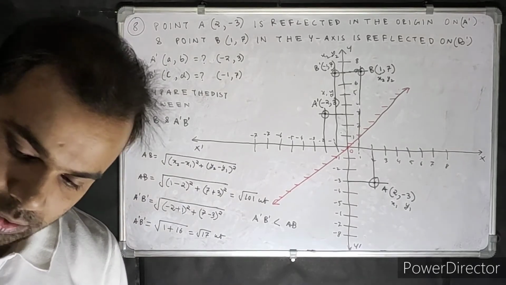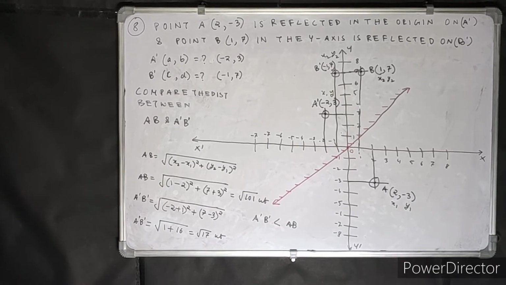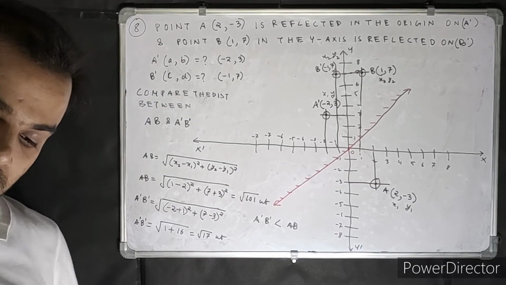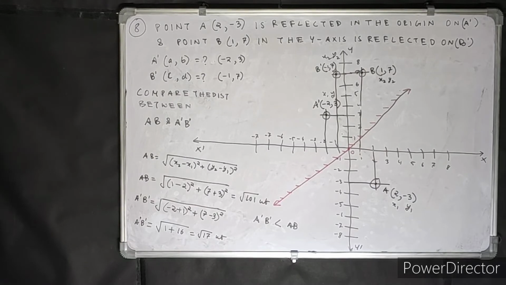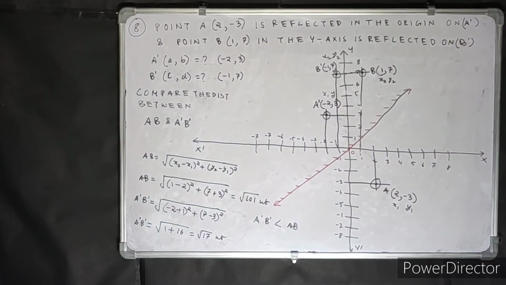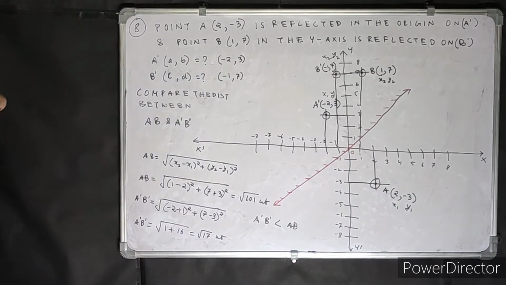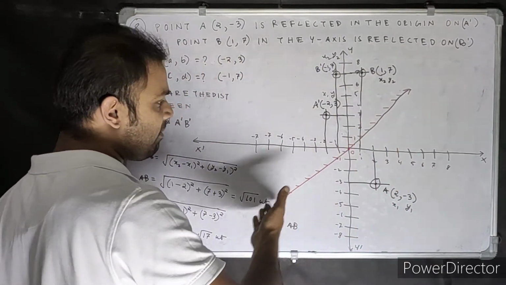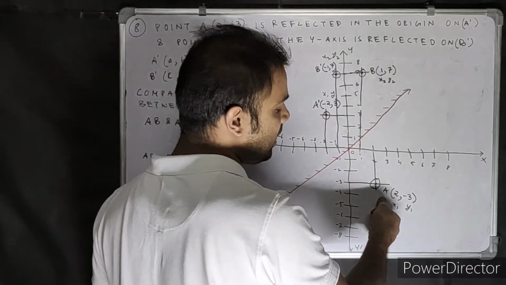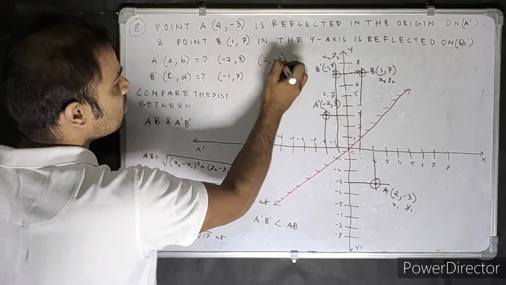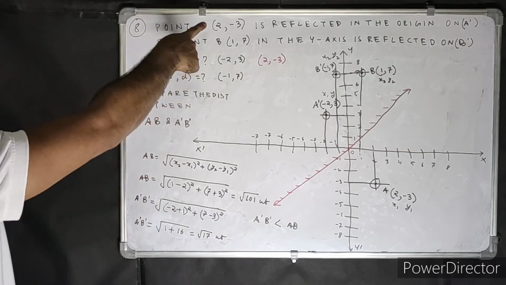Now let me just check the answer for this question. Part 1, question number 8. The coordinate of A dash is given as 2 comma minus 3. So they are saying that if you reflect this, the coordinate of A dash is just 2 comma minus 3. But that's not possible, because if you have a mirror over here, how can this coordinate be? How is that possible? The point is given as 2 comma minus 3.